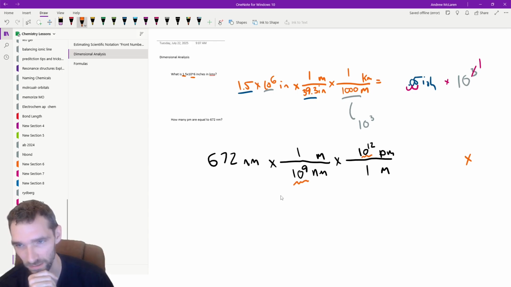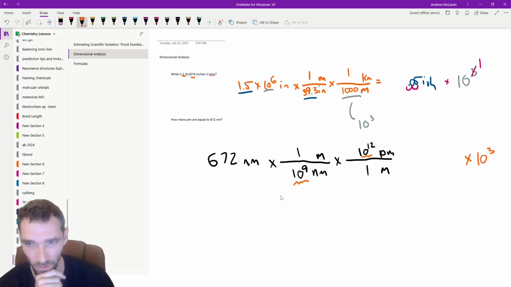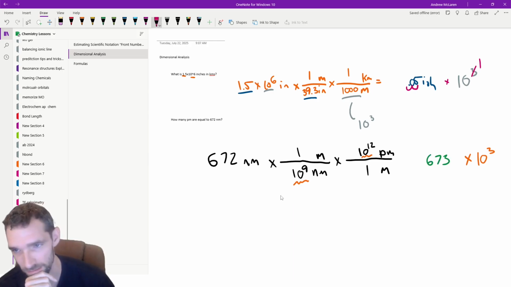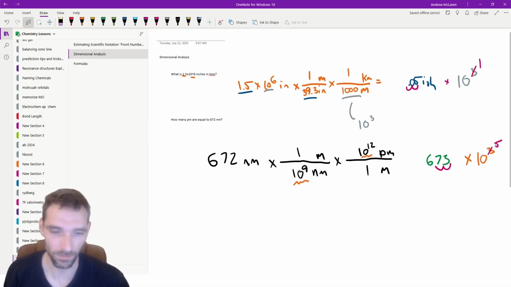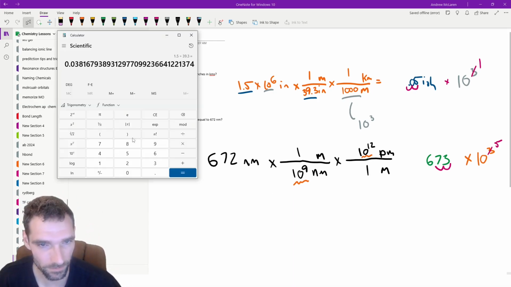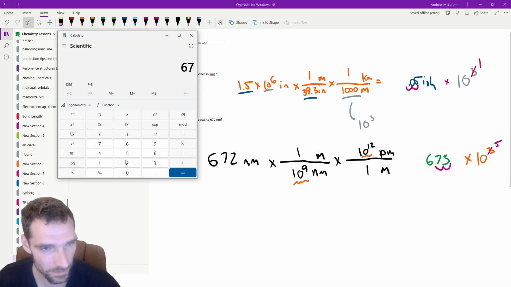So if we're just looking at those back numbers, it's like 10 up to the third times this 672. But if we want to make this number a bit smaller, we're going to need to make that a bit bigger. So we can do this calculation. We got 672 divided by 10 up to that 9th power times 10 up to the 12th power.